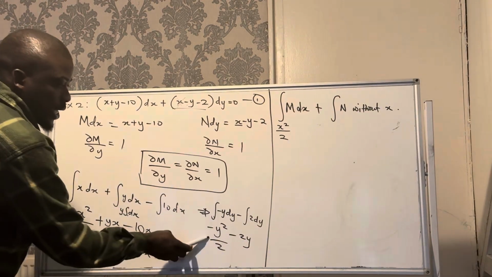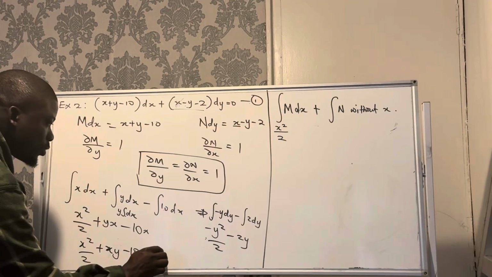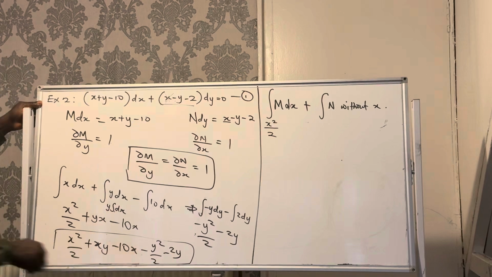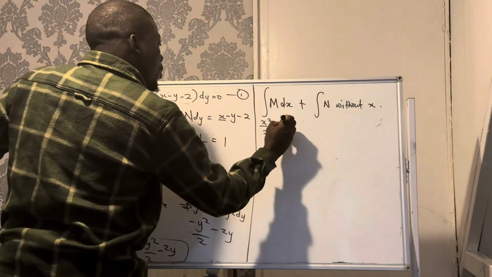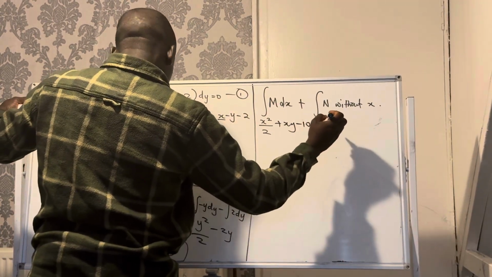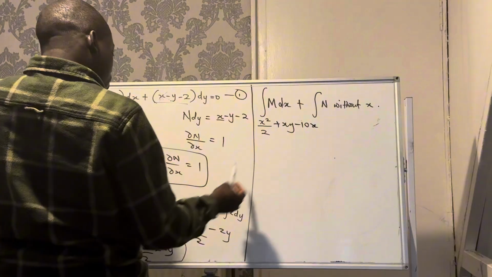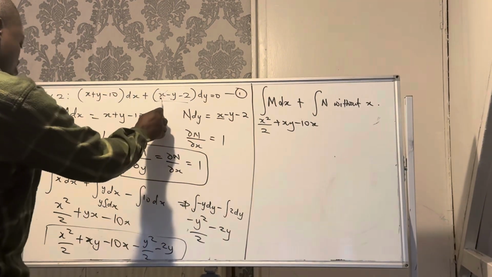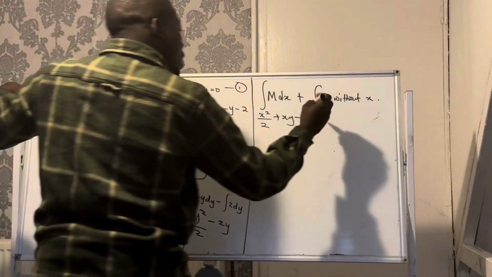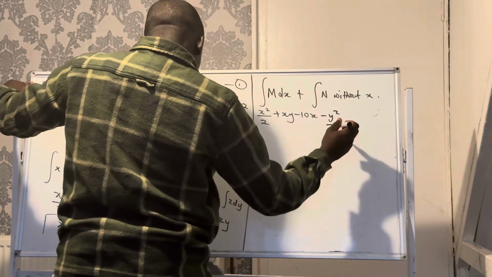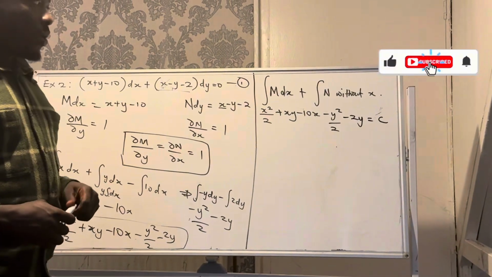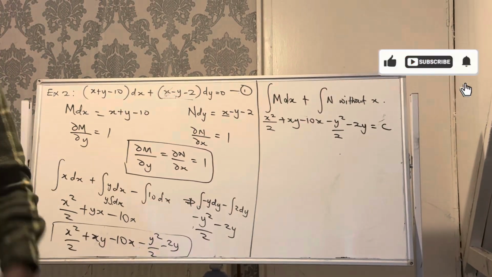So at the end of the day, we are able to get this. So the whole of this will now be minus y squared all over 2 minus 2y. So this is our answer. So I will write it here. So s squared plus sy minus 10s plus, what's the value of our y after integration? We have, so this minus will affect the plus. So we have minus y squared all over 2 minus 2y all equals c. Where c is our constant. Thank you.